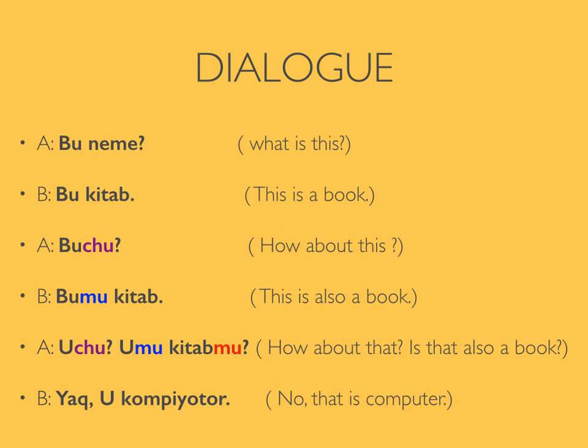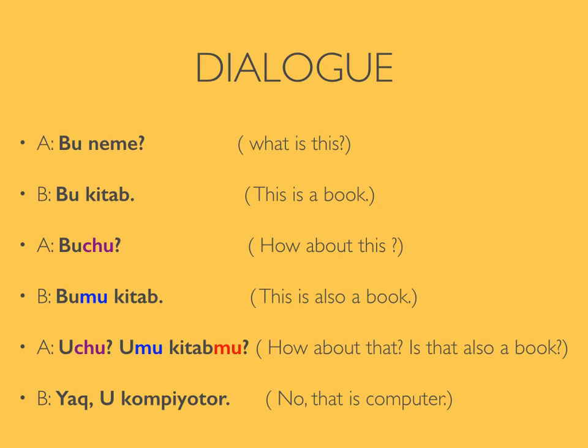So you see here, I use all the particles we learned today. U chu, how about that, right? And then the next question is, U mu kitap mu? Is that also a book? When the mu is at the end of the sentence, it's a question. B answered, Yaq, u computer. Computer is a loan word from English, you know. I'm being Captain Obvious here. No, that is a computer. Yaq, u computer. No, that's a computer. So please forgive me, I forgot to put it here.